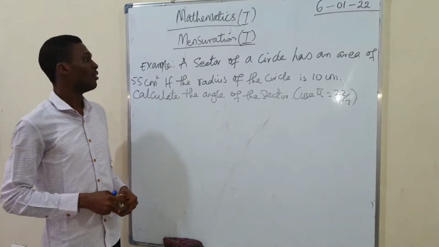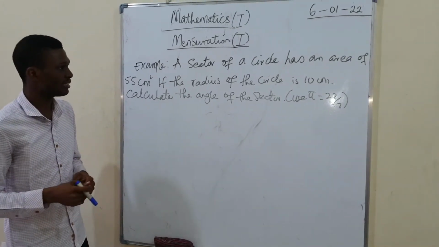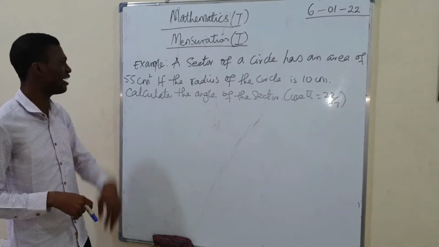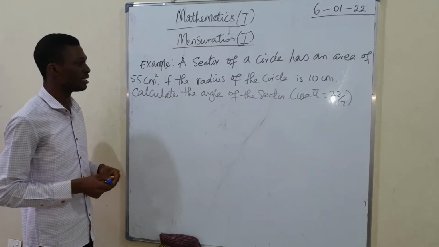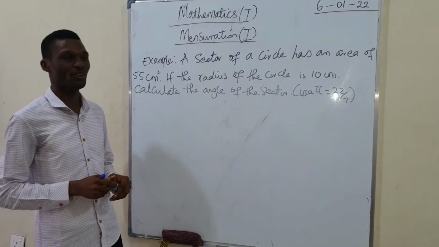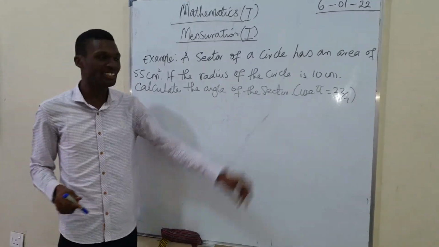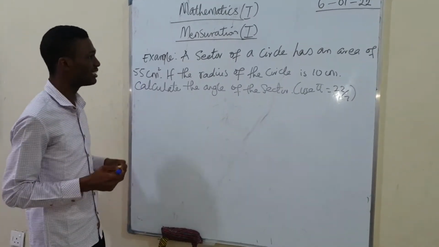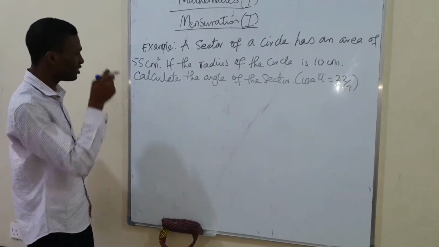Alright. Let's look at this other example. The sector of the circle has an area of 55 cm squared. If the radius of the circle is 10 cm, calculate the angle of the sector. At this point, we are given the area of the sector and we have to find the angle subtended at the center of that sector. So, the formula still remains the same.